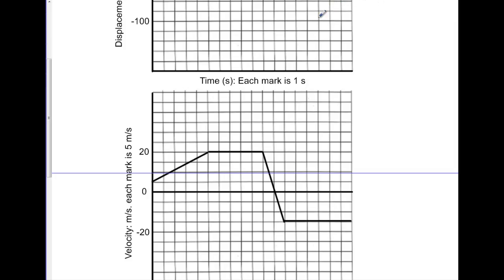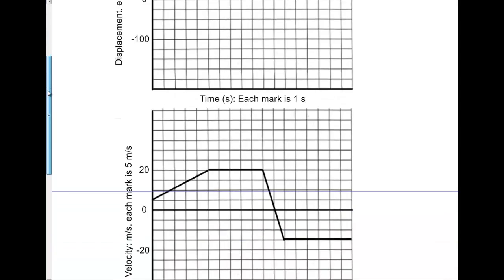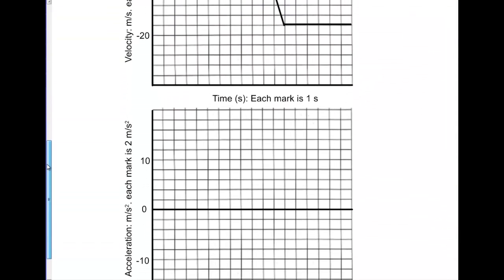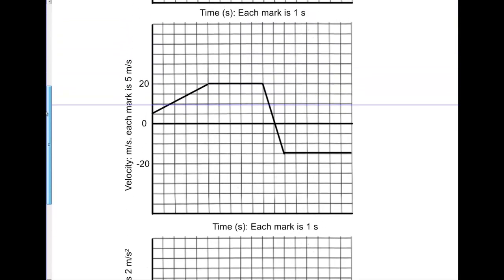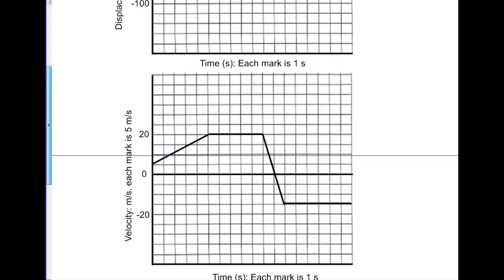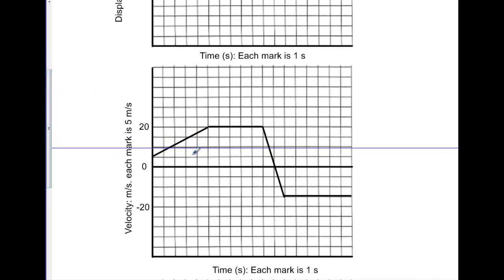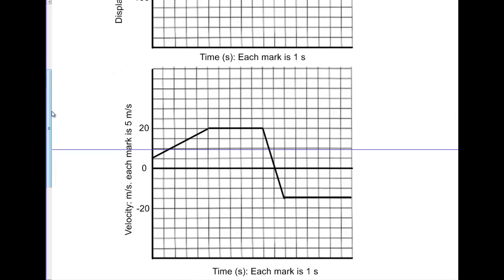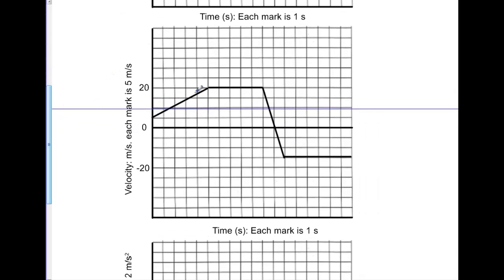This is Dr. Holt. I want to go over how to generate a displacement versus time graph and an acceleration versus time graph when you're given a velocity versus time graph here. A couple things to note: the area under the curve of a velocity versus time graph will give you your displacement. The slope of the velocity versus time graph will give you your acceleration.